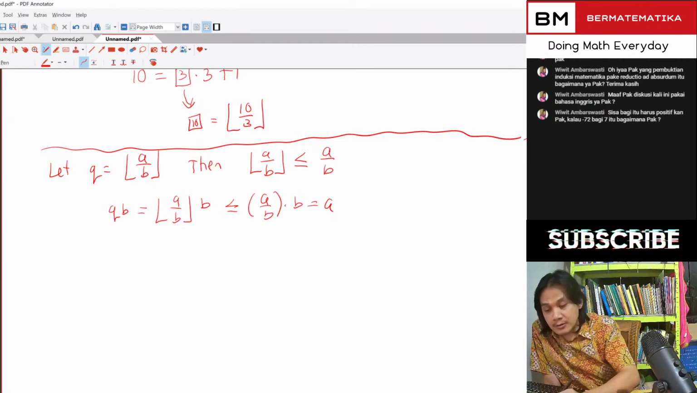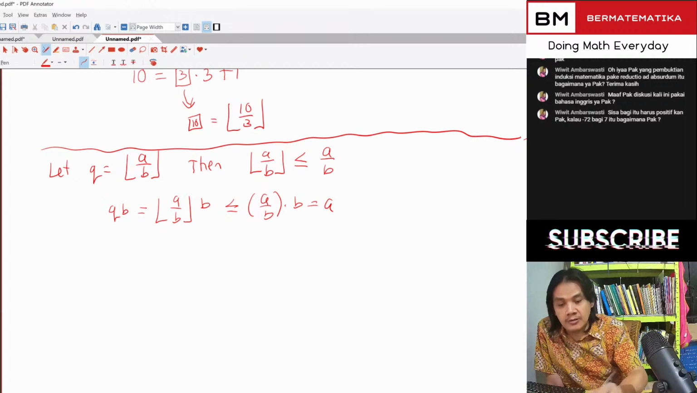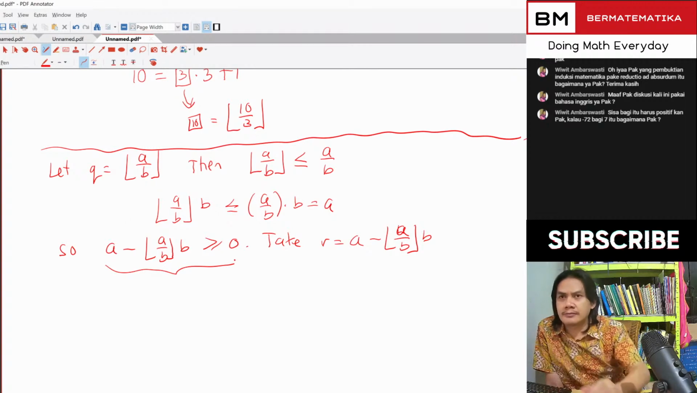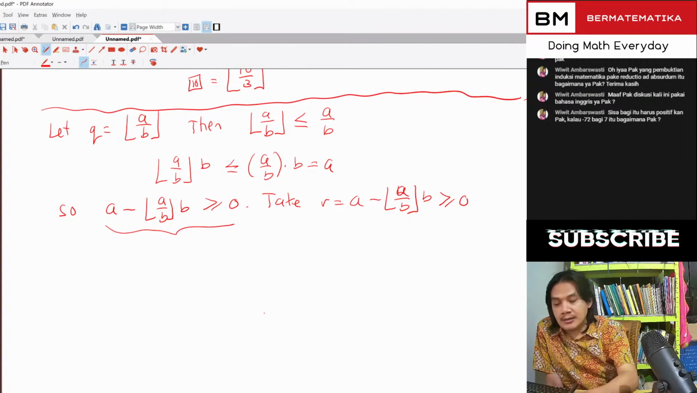And then a minus this is greater than or equal to 0. Therefore, we can take r to be this. Right? So we know at least from this that our r is greater than or equal to 0. Okay. So then what we need to show is that r is less than b, and r and q satisfy this. It obviously satisfies this one, right?